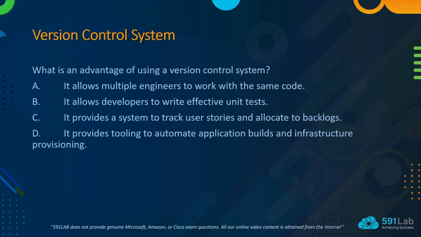Okay, next topic, version control system. What is the advantage of using the version control system? Option A, it allows multiple engineers to work with the same code. Option B, it allows developers to write effective unit tests. Option C, it provides a system to track user stories and allocate all backlogs. Option D, it provides tooling to automate application builds and infrastructure provisioning.